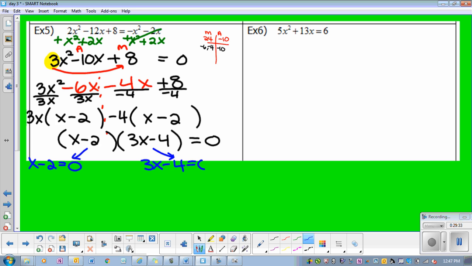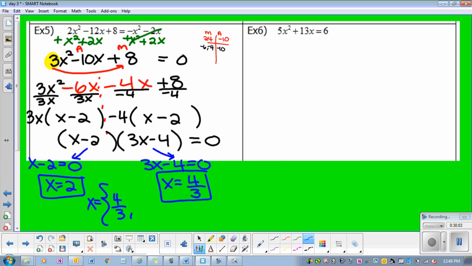3x minus 4 equals 0. Right? And then let's solve for x. So then this is x equals 2. This is x equals, did you get 4/3? Add the 4, and then divide by 3. Okay. So in my solution set, I have 4/3.